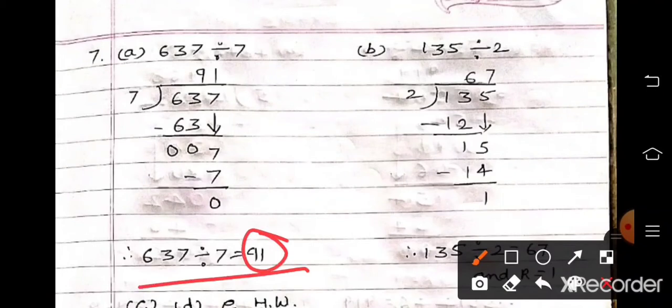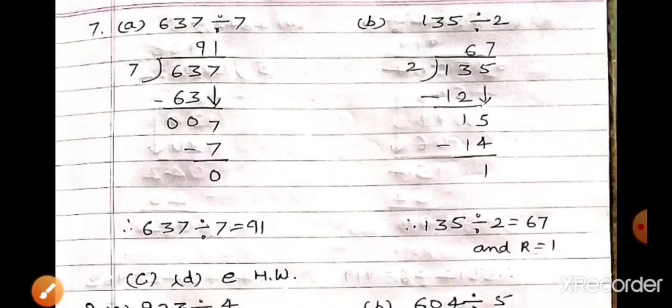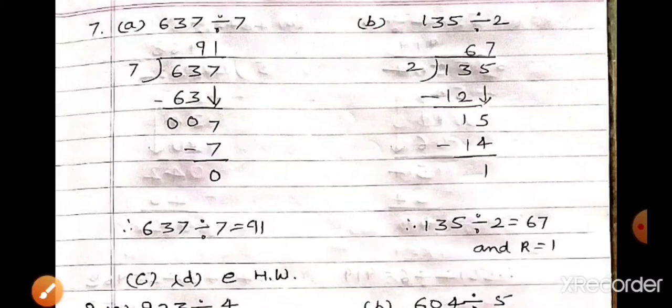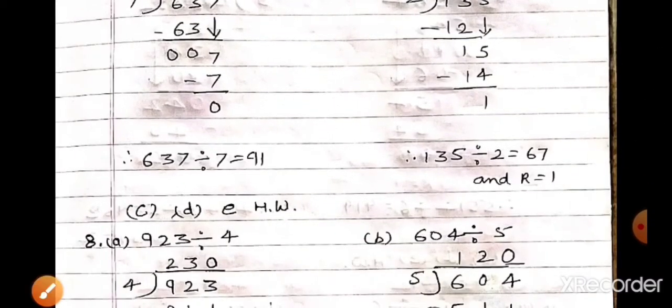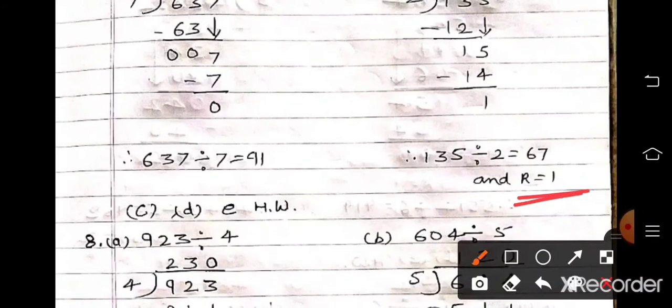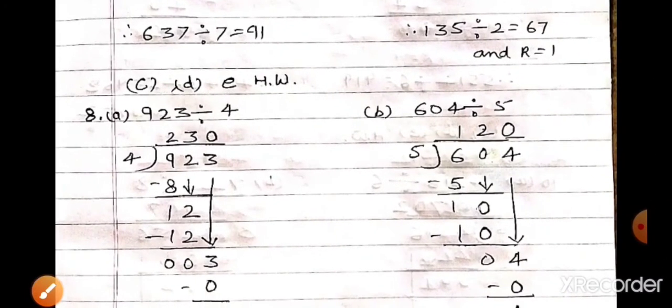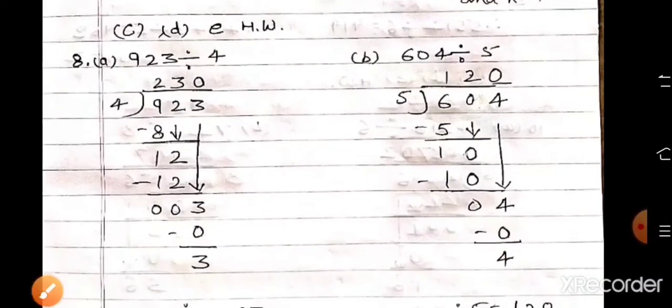Okay, so like this you have to do B part also. Here in B part remainder is 1. Now C, D, E is your homework. Okay, now the question number 8.